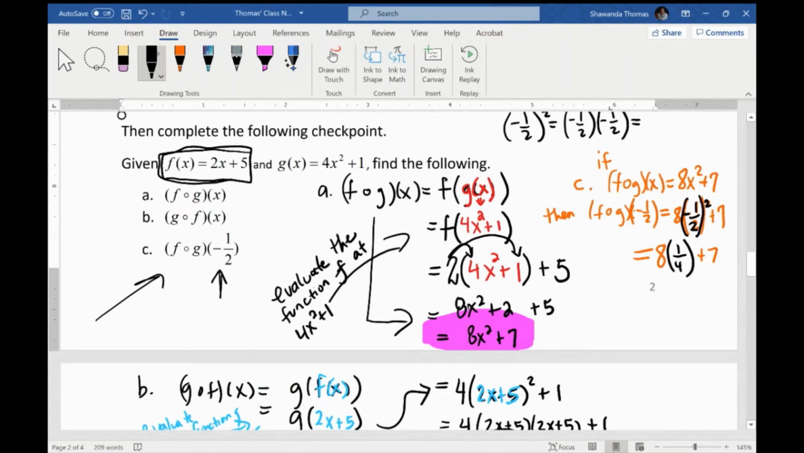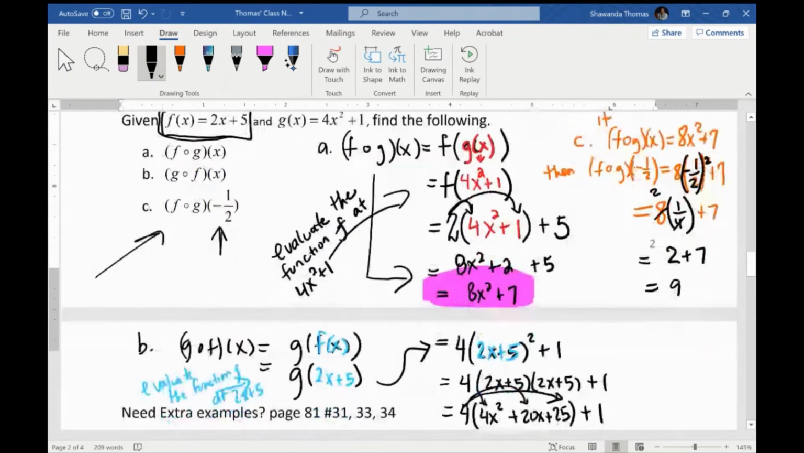All right. What about 8 times 1/4? It simplifies to what? 2. Because you really divide 4 into that 8 to give you 2. Then plus 7, which equals 9. 9. All right. Very good.